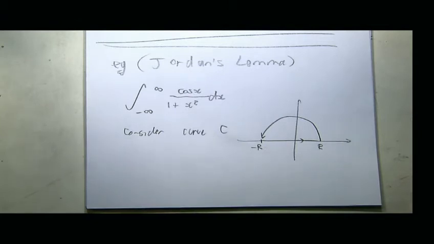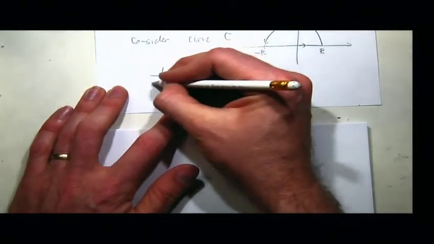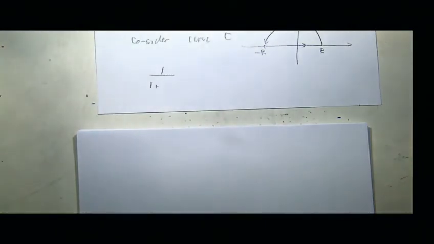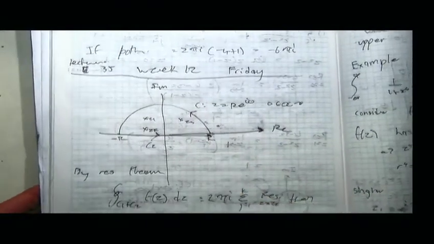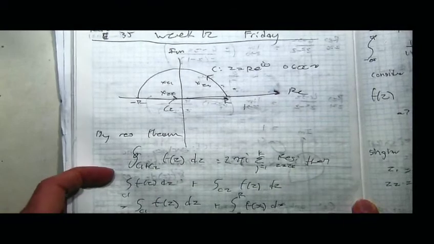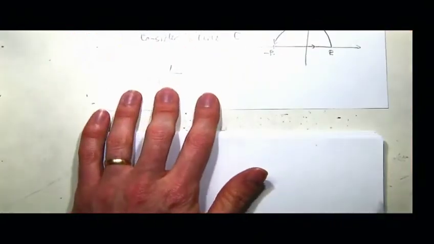I'm just having a look through this example here, just to try and pull out what we're supposed to do with this. Okay, so first we're going to have a look at the 1 over 1 plus x squared. This is our curve, comes around this way. Made of two curves, a bit that's along the axis and this bit over here.